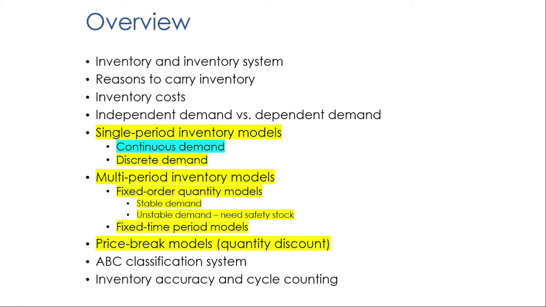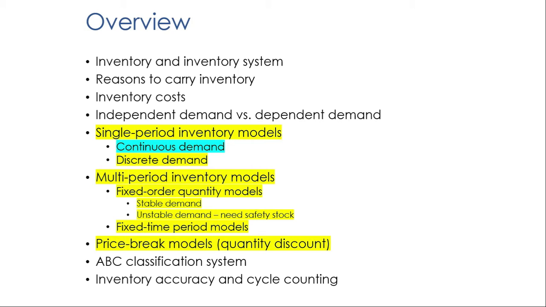Hi there, in this video we're going to look at single period inventory models. And there are two submodels. The first one is continuous demand and the second one is discrete demand. The difference between these two is that if you have a probability distribution that is specific to your problem context, then you're going to use discrete demand because it's going to be more accurate, okay?